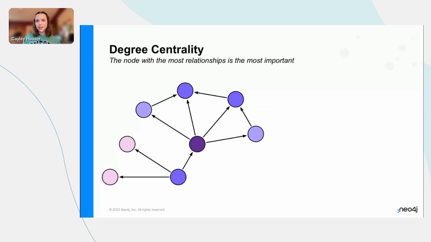All right. So the first centrality we'll talk about today is degree centrality. And this is very simple. You may have thought about this if you've used graphs before.